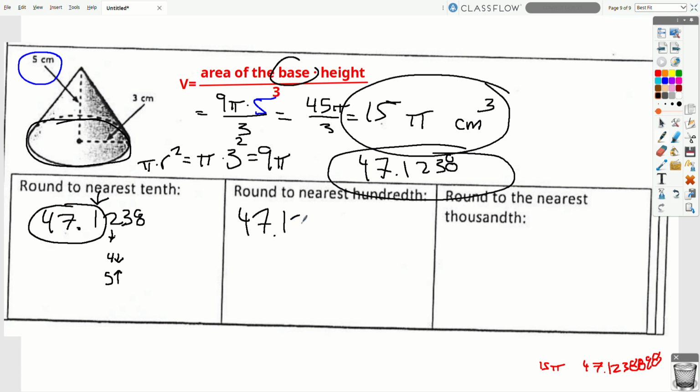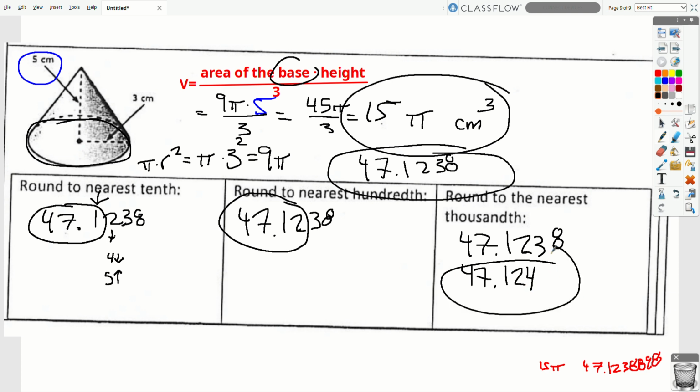Rounding to the nearest hundredth would mean we want only the tenth and hundredth in our answer, so we only want 2 numbers after the decimal. That means we have to look at the number after that. We have to look at the 3. Since this is 4 or below, this stays. So it's just going to be 47.12. If it says round to the nearest thousandth, that means tenth, hundredth, thousandth. So we have to look at the number after this thousandth. Since this number here is 5 or above, this 3 becomes a 4. 47.124. Thank you for listening.